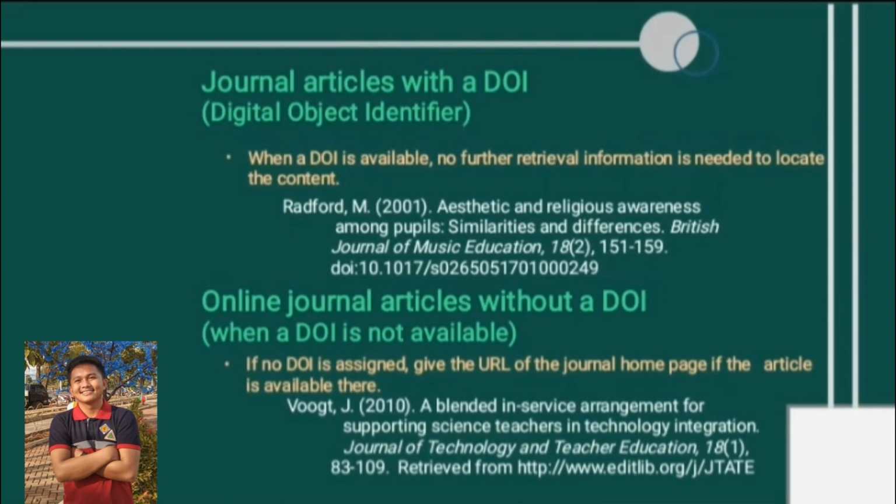And next is online journal articles without a DOI. If no DOI is assigned, keep the URL of the journal homepage if the article is available. An example is Vogue, G. 2010. A blended in-service arrangement for supporting science teachers in technology orientation. Journal of Technology and Teacher Education, volume 18, issue 1, page 83 to 109.